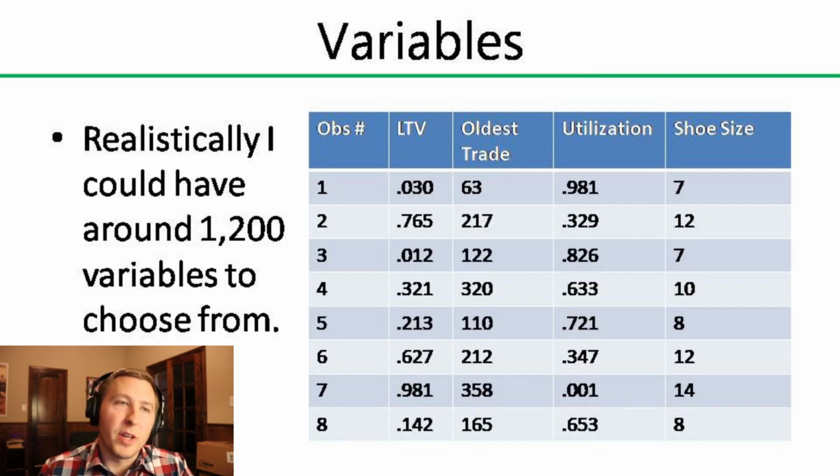Now, you're going to have a bunch of input variables here, and the variables commonly used for these sorts of models are LTV, which is loan to value ratio, oldest trade, utilization, and then we're going to throw in a ridiculous one called shoe size. The customer's shoe size, again, is not used in practice, but is here for illustrative purposes. I'll briefly explain these though. As I mentioned, in practice you'll typically have hundreds, if not thousands of variables, depending on your data sources and quality of data and all that.